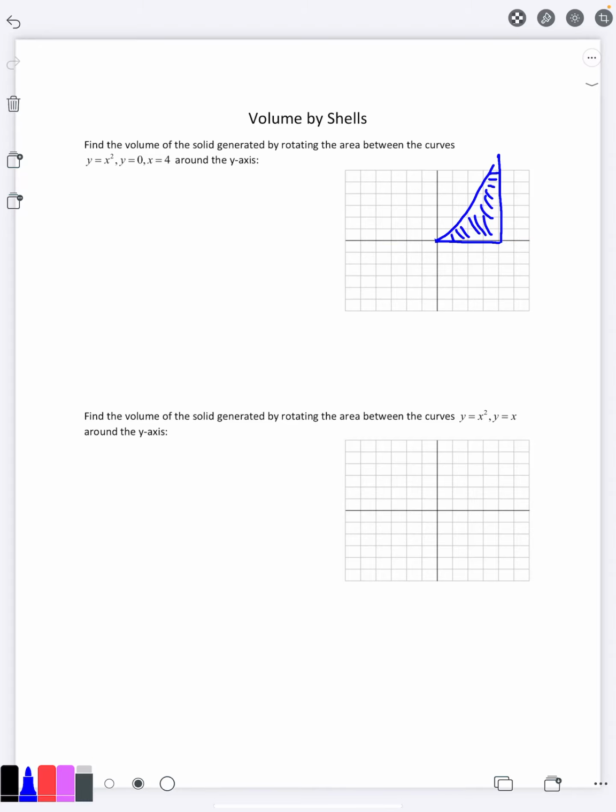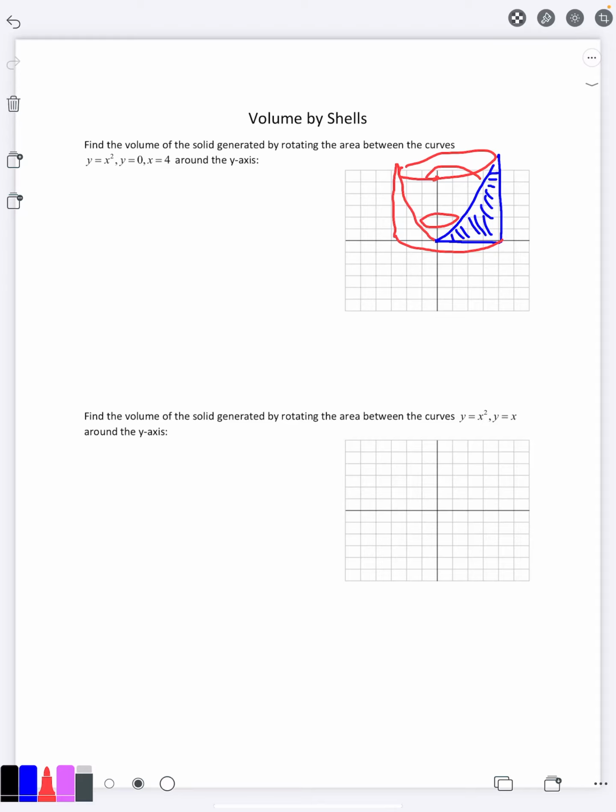And so now we're going to rotate that shape around the y-axis. So when I rotate this around the y-axis, it's going to look something like this. And I do struggle with drawing these three-dimensional shapes. It's like an empty cylinder, but instead of the opening being the complete circle inside, it kind of tapers off into the middle. So this is our shape here.